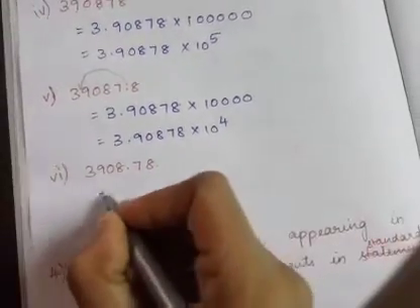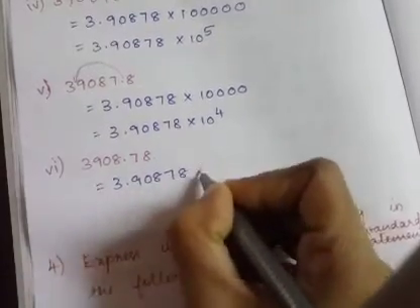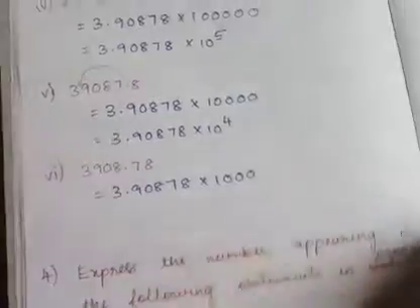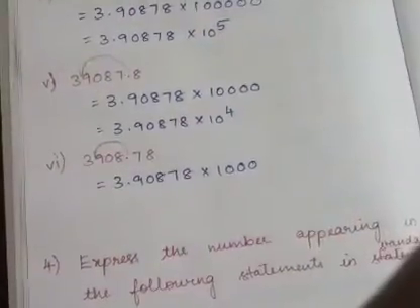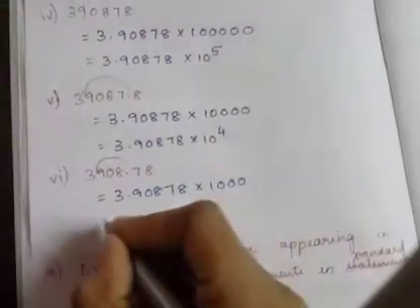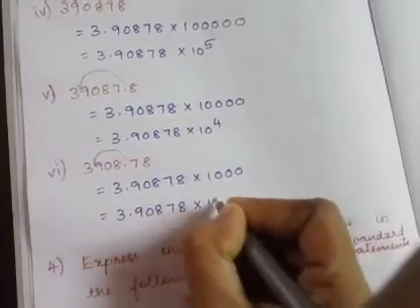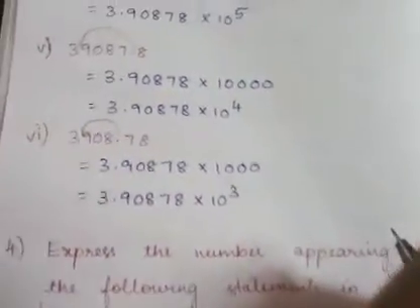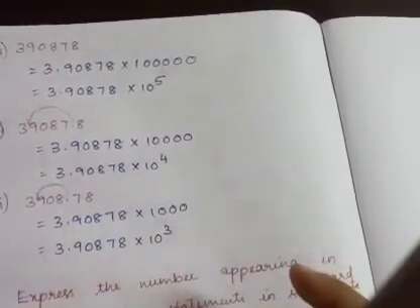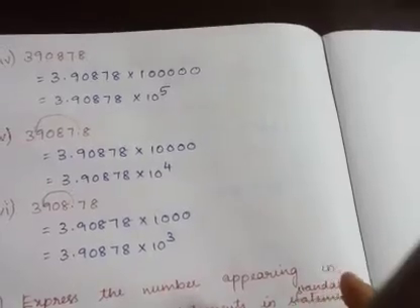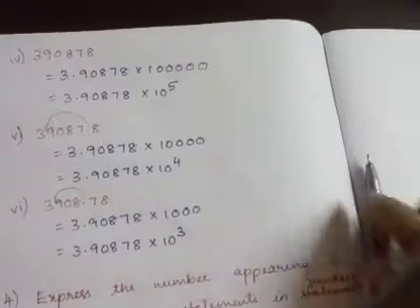Okay, next, for this question, 3.90878 into 1000. Why is it 1000? Because this 0 is going here. So 3.90878 into 1000. So what will the answer be? 3.90878 into 10 cube, because 1000 is nothing but 10 cube. So 3.90878 into 10 power 3. Understood how to write the standard form using the given number.